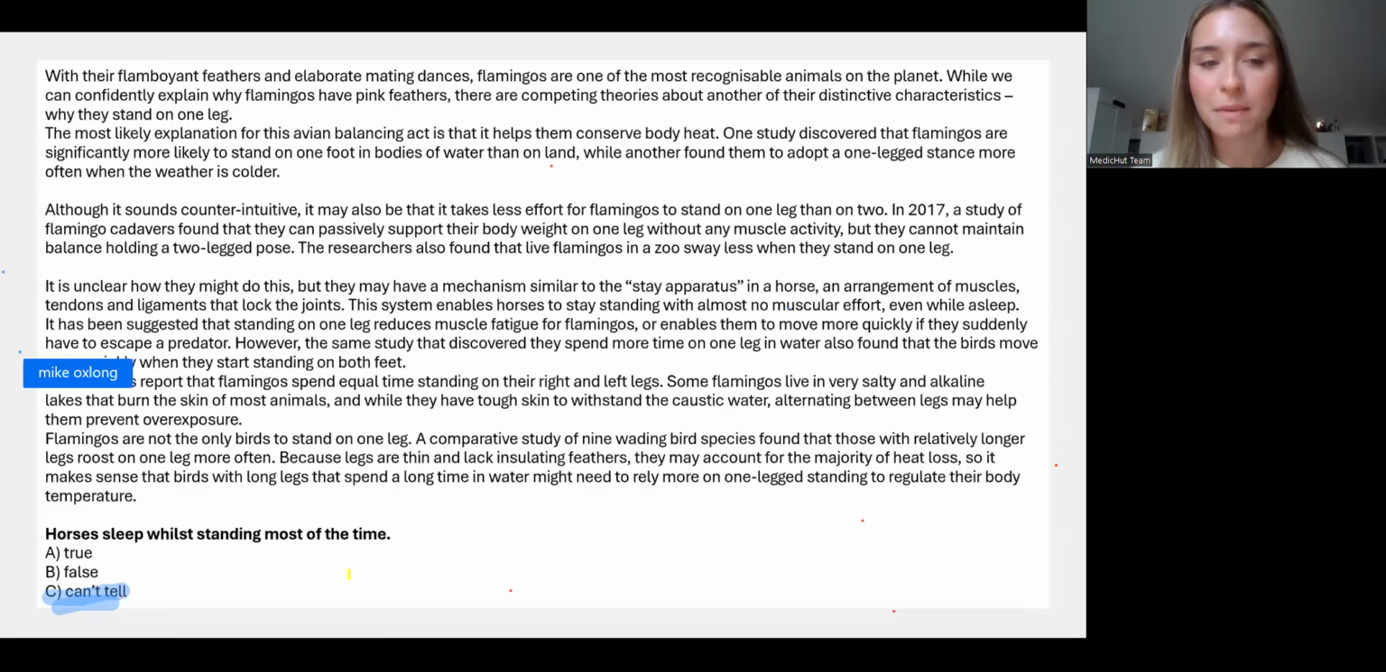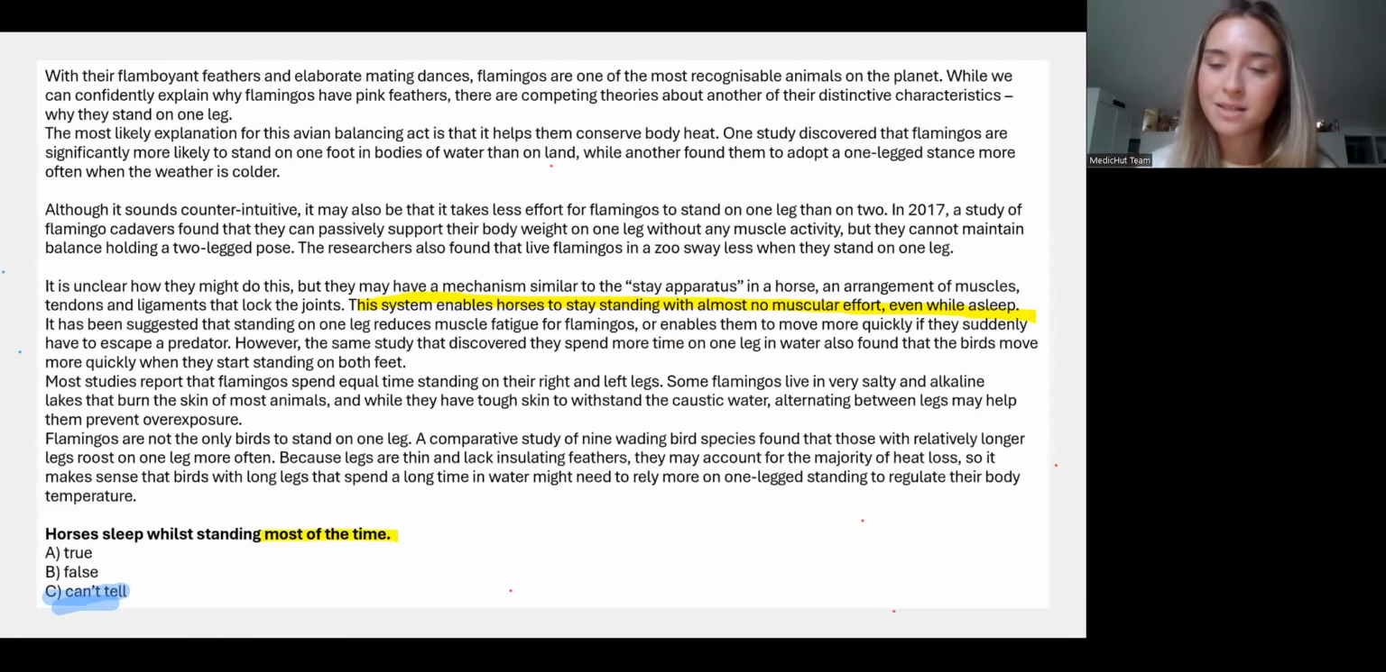this is the kind of question which I mentioned earlier, where it was differentiating between the can't tell and the false that can be a little bit difficult. So it says, this system enables horses to stay standing with almost no muscular effort, even while asleep. The question says, horses sleep while standing most of the time. We can't actually tell from the text whether that is true or false. The text tells us that horses can sleep while standing up, but it doesn't actually tell us whether this is most of the time. And therefore, for this particular question, we would answer can't tell.